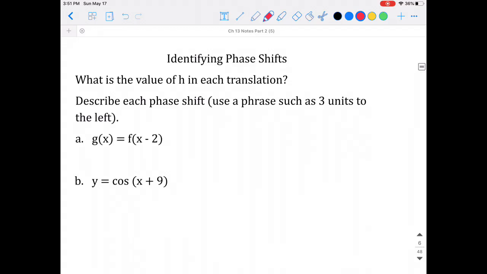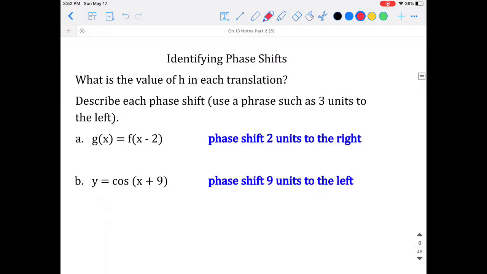So identifying phase shifts. What is the value of h in each translation? Describe each phase shift. Use a phrase such as 3 units to the left. So for A, we have g of x equals f of x minus 2. And we're talking about our horizontal translation. So minus 2 tells us that we have a phase shift of 2 units to the right. For B, we have y equals cosine of x plus 9. Plus 9 tells us we have a phase shift of 9 units to the left, just like any other function that we've talked about throughout this year.